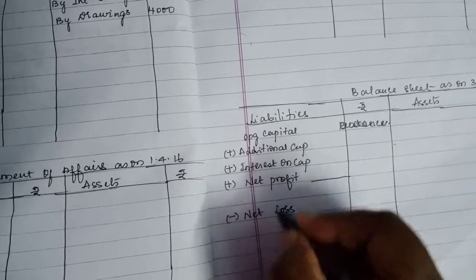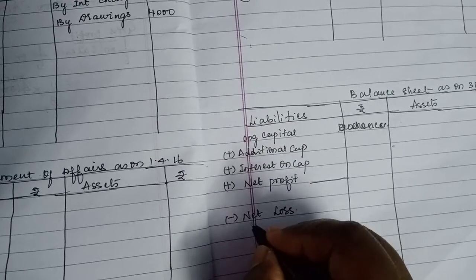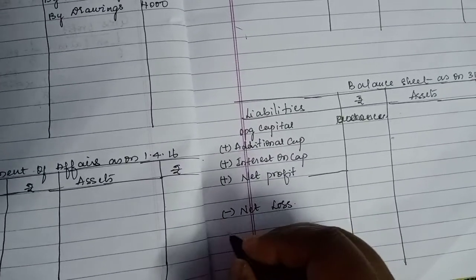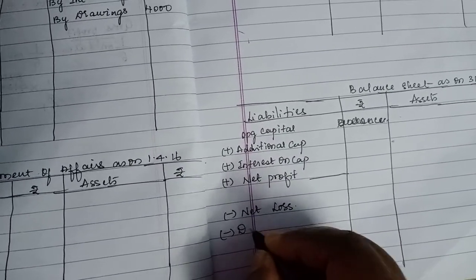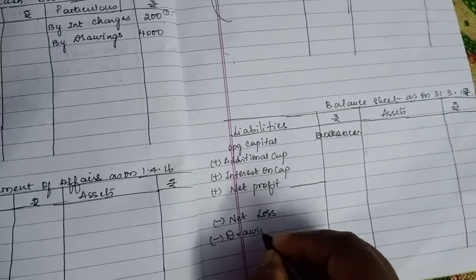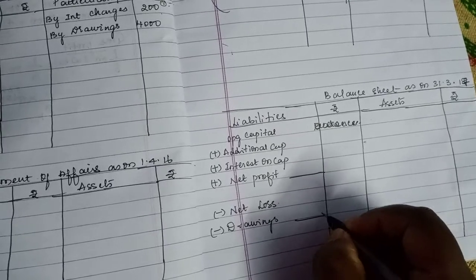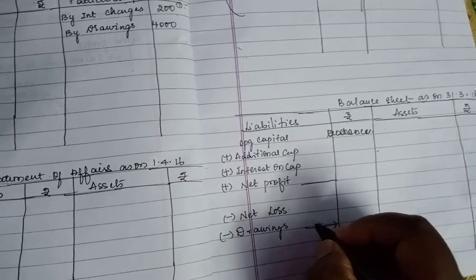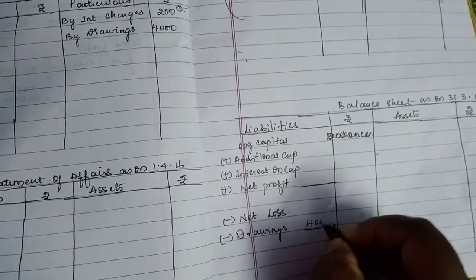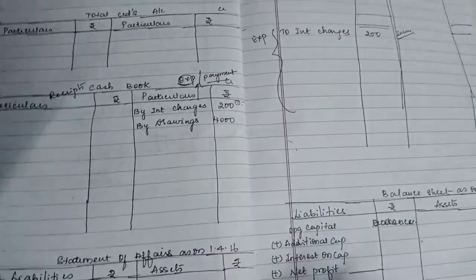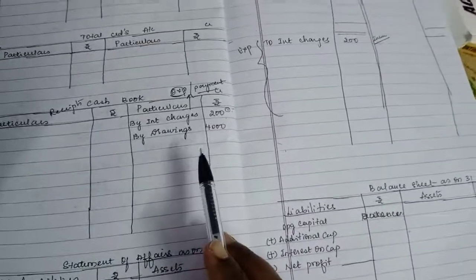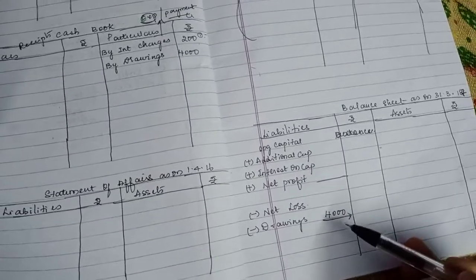Either you will get net profit or you will get net loss. If you get net loss, you should minus. You will get a value and then minus drawings. This drawings you should minus and take it to the outer column. Here in the question, the drawings is 4,000. Once we have taken it in the cash book, the second time I've taken it to the balance sheet.